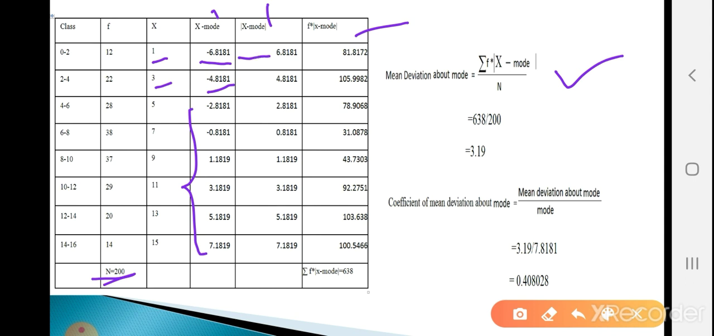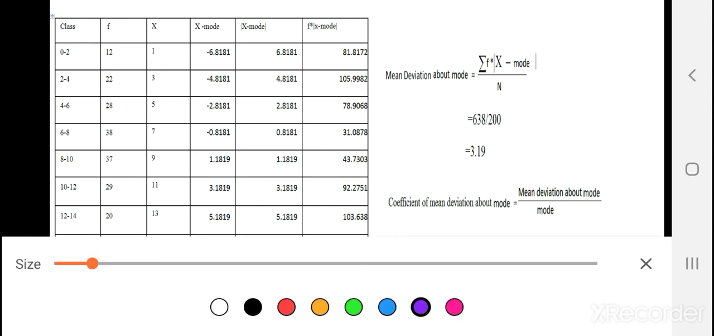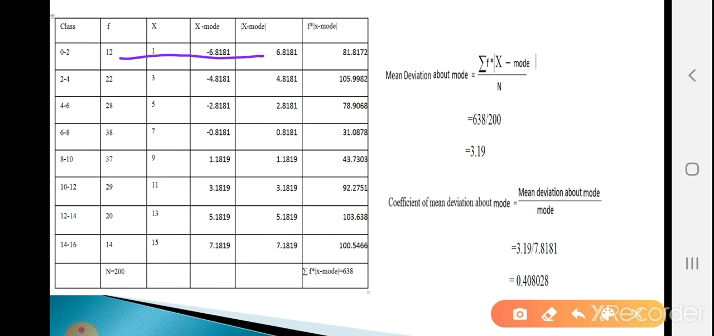So the absolute value of minus 6.8181 is 6.8181. Then minus 4.8181 becomes 4.8181. Similarly calculate the remaining ones. Now the last is f into mod of x minus mode. That means just multiply the f values by the corresponding value of mod of x minus mode. So 12 into 6.8181 is 81.8172. Then 22 into 4.8181 is 105.9982. Similarly calculate the remaining ones.